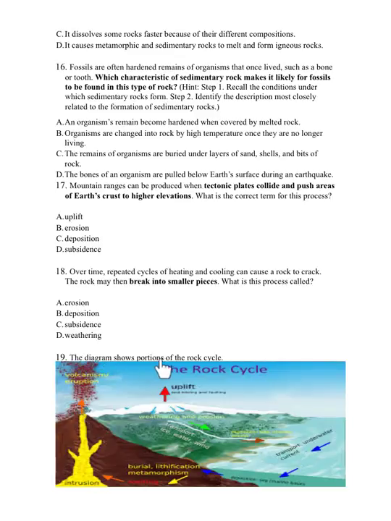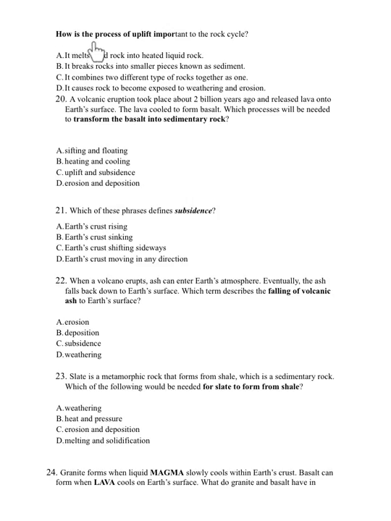Number 19. The diagram below shows portions of the rock cycle. How is the process of uplift important to the rock cycle? A. It breaks down solid rock into heated liquid rock. B. It breaks rocks into smaller pieces known as sediment. C. It combines two different types of rocks together as one. D. It causes rock to become exposed to weathering and erosion.